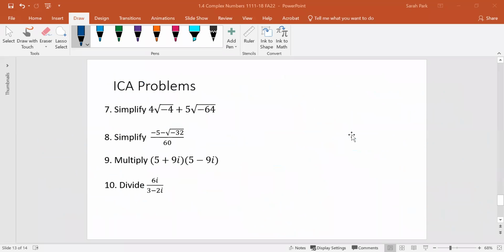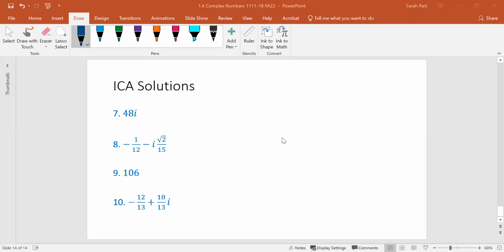All right. We have additional problems for practice. So here we have 4 extra problems, simplifying 4 root -4 plus 5 root -64. And then number 8 is -5 minus root -32 over 60. We have a multiplication problem, 5 plus 9i times 5 minus 9i, and divide 6i over 3 minus 2i. Now I don't provide you the work, but here are the answers. 7 should be 48i. 8 should be -1 over 12 minus i root 2 over 15. 9 is 106. 10 is -12 over 13 plus 18 over 13i.